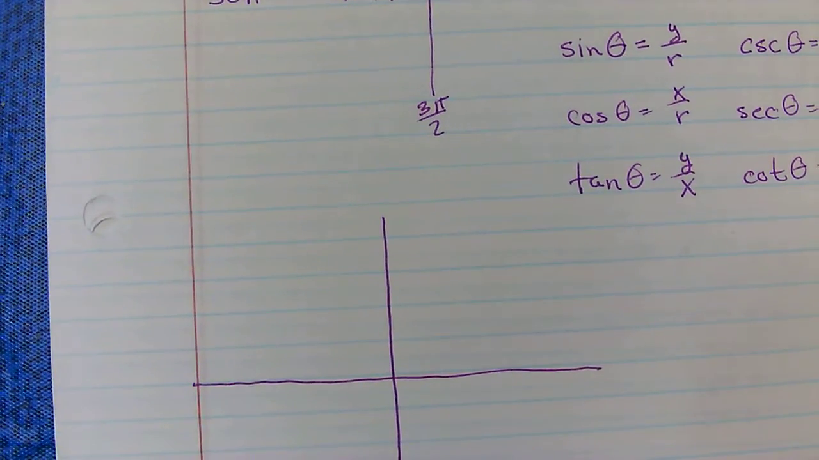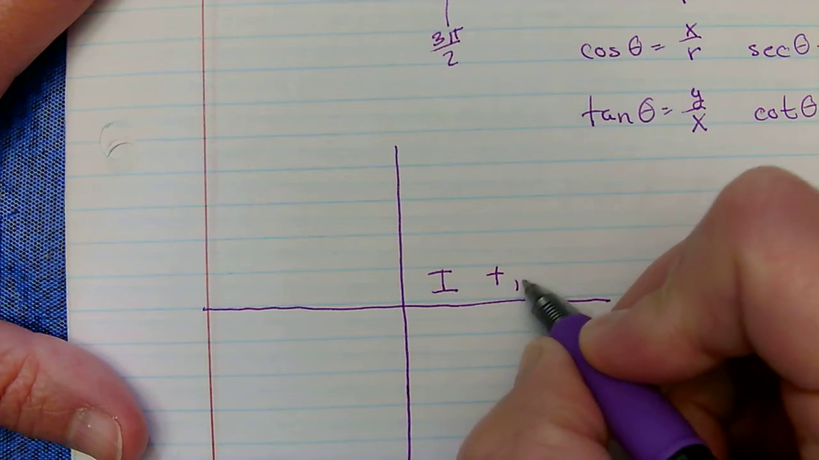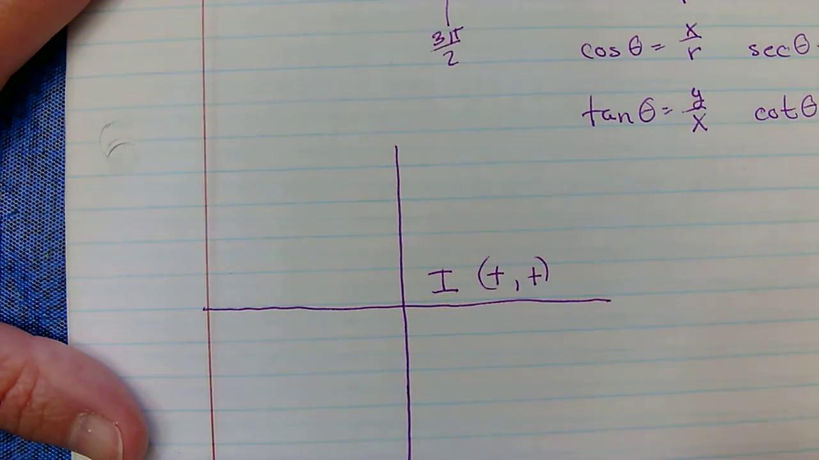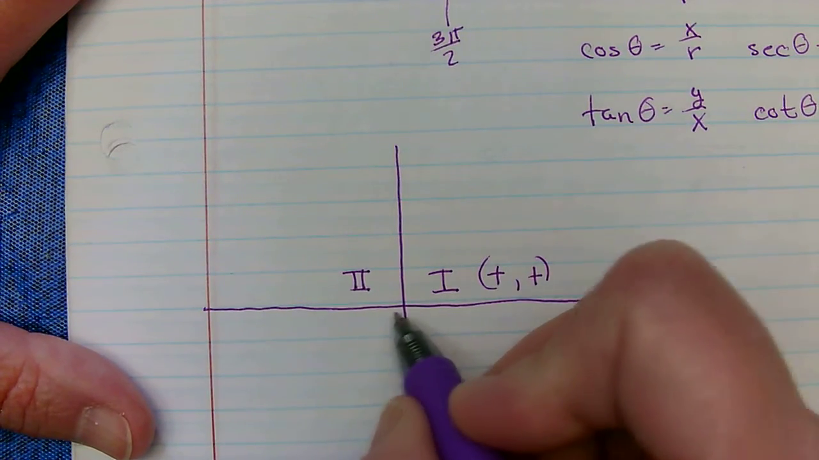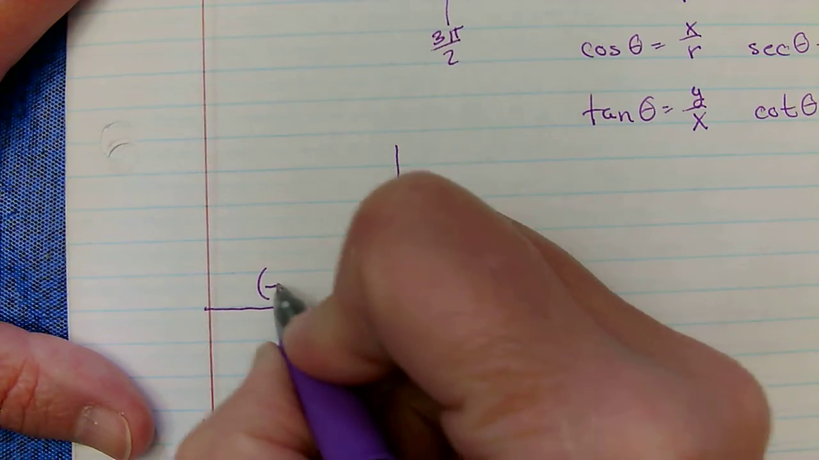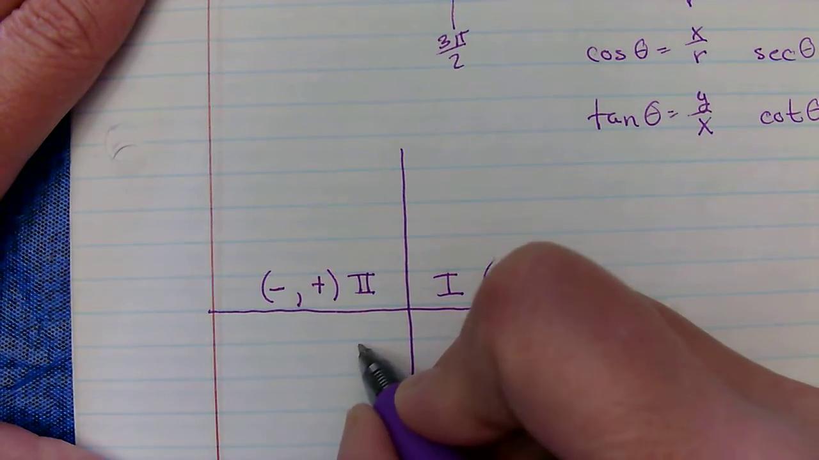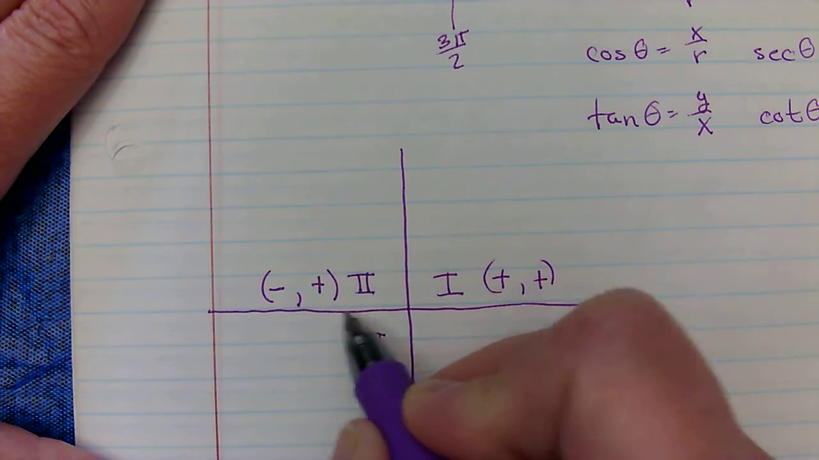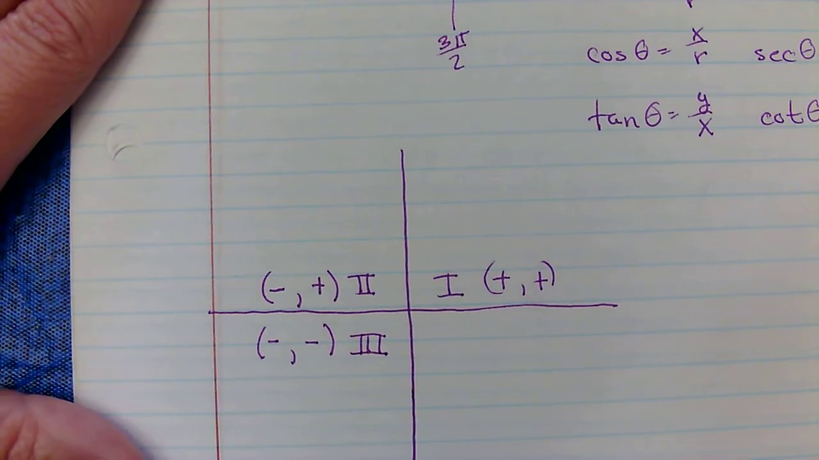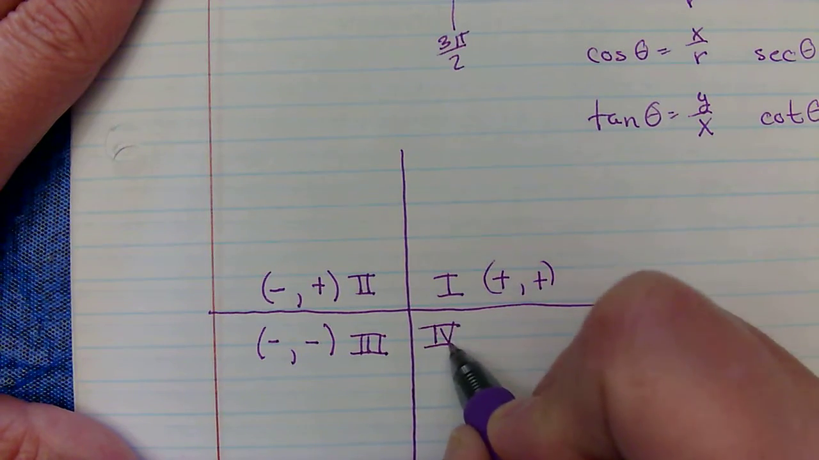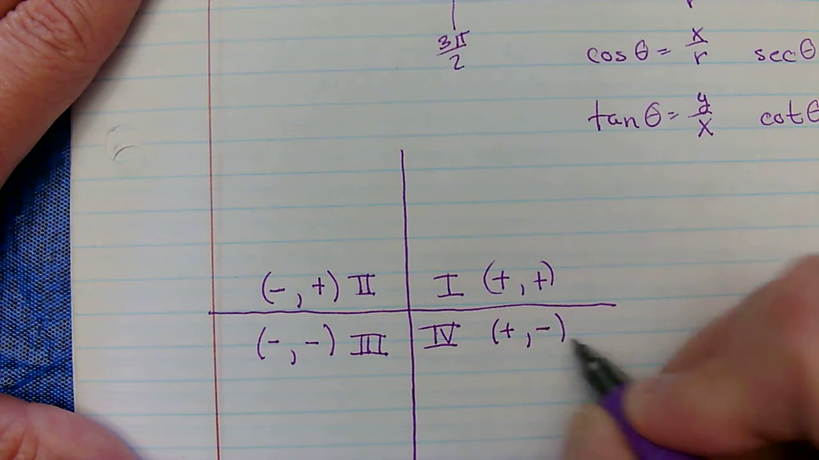So in our graph, in the first quadrant, both x and y are positive because you go to the right and up to get into the first quadrant. In the second quadrant, you go left and up, so your x coordinate is going to be a negative number and your y coordinate is going to be a positive number. In the third quadrant, you go left and down, so both your x and y coordinates are going to be negative. And in the fourth quadrant, you go right and down to get there, so your x is positive, but your y value is negative.